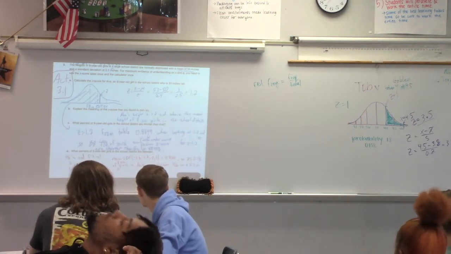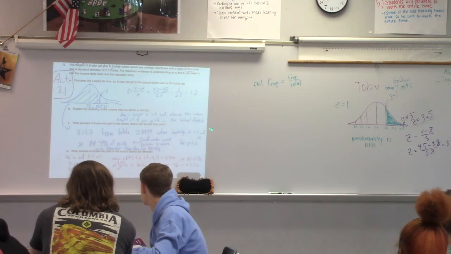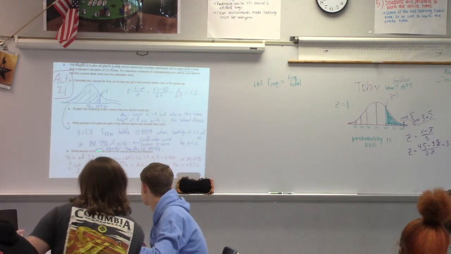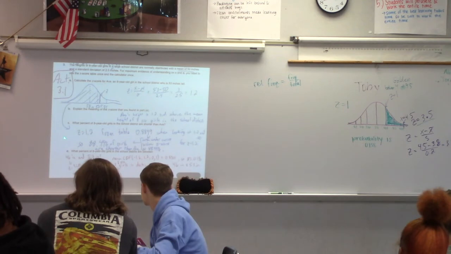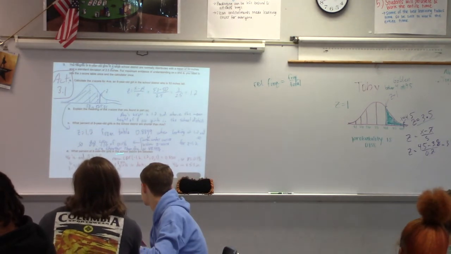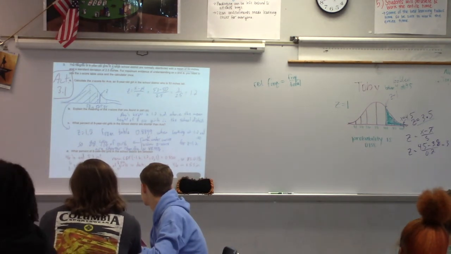Please note, I explain it here: z equals 1.2 from the table. I talk about how that's the area under the curve, so 88.49% of girls are shorter than AVA. Notice how I added in context here? That is stronger evidence of understanding, including the context of what these numbers mean.